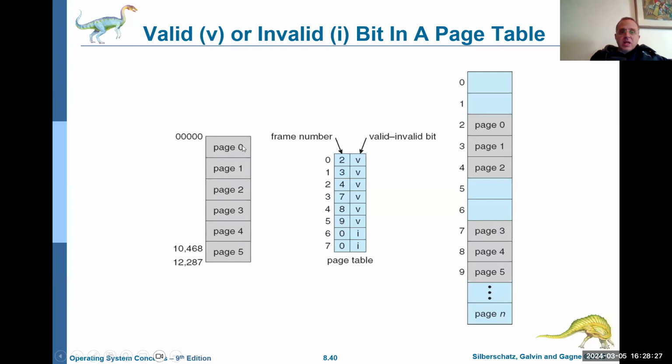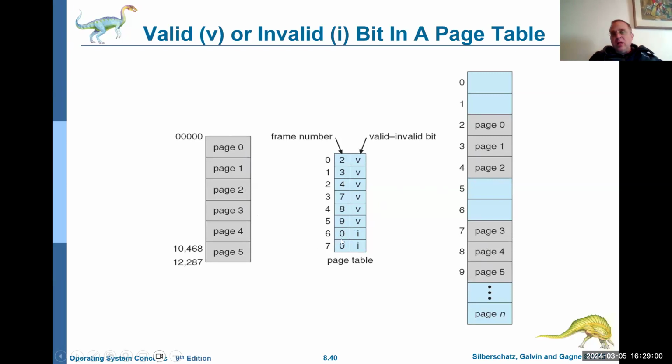Now, page 0 through 5. Now look here. What do we have? Page 0 is actually located in 2. Page 1 is actually located in 3. Page 2 is actually located in 4. Page 3 is actually located in 7, etc. Now, what about page 6? Well, it's not there. There is no page 6. He's only using pages 0 through 5.